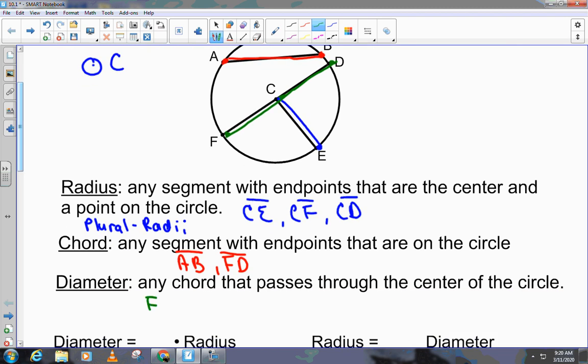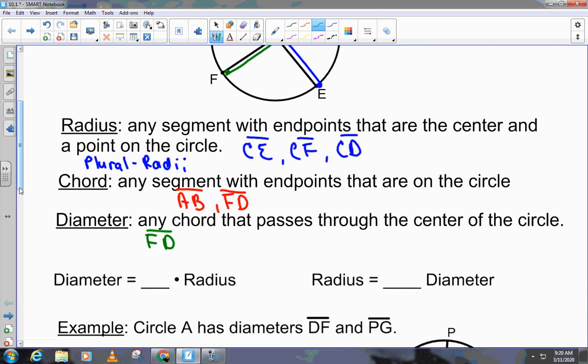So FD is also a diameter, and it's made up of two what? Two radii, okay? So your diameter is 2 times the radius, or if you work backwards, your radius is what times the diameter? 1/2.